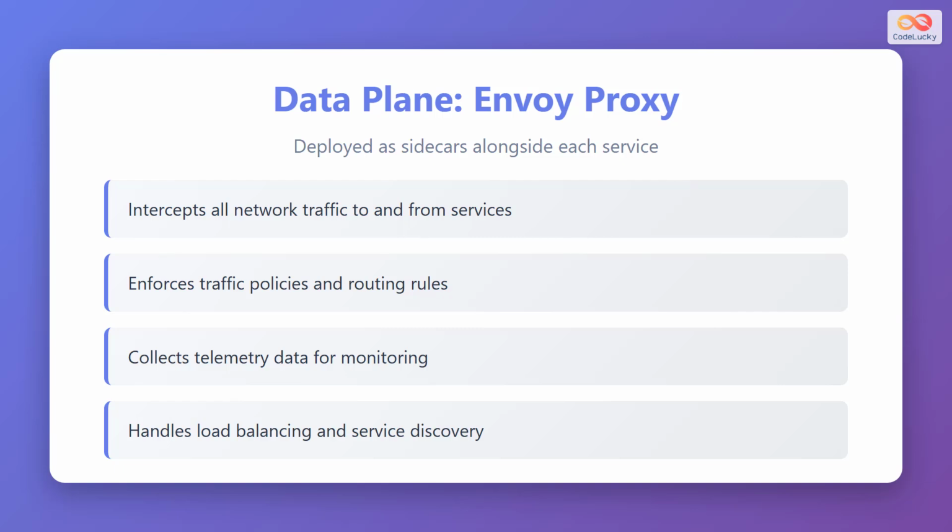It enforces the traffic policies and routing rules configured by the control plane, ensuring that requests are directed to the correct destinations. Envoy also collects detailed telemetry data about every request, including latency, success rates, and error information, which is essential for monitoring and debugging. Additionally, it handles load balancing decisions and service discovery, distributing traffic across multiple instances of a service to ensure optimal performance and availability.